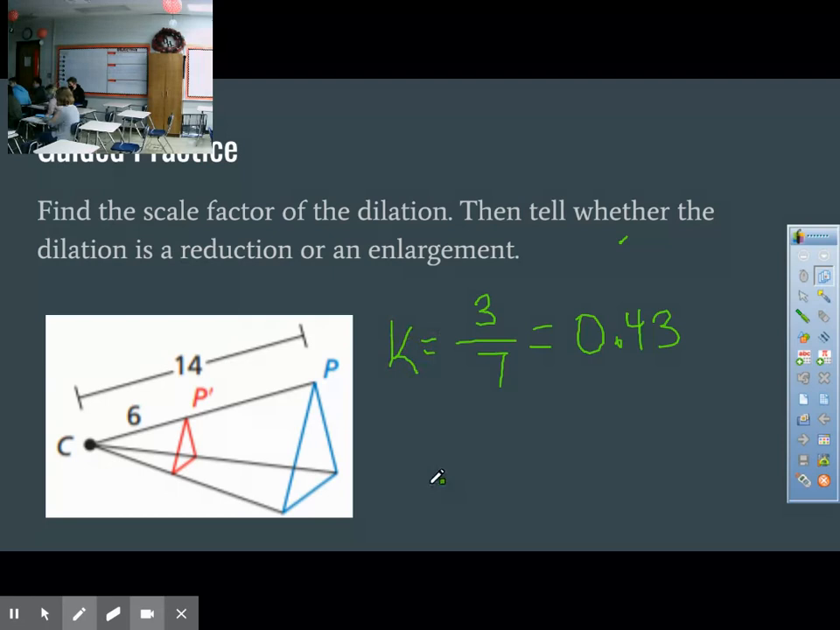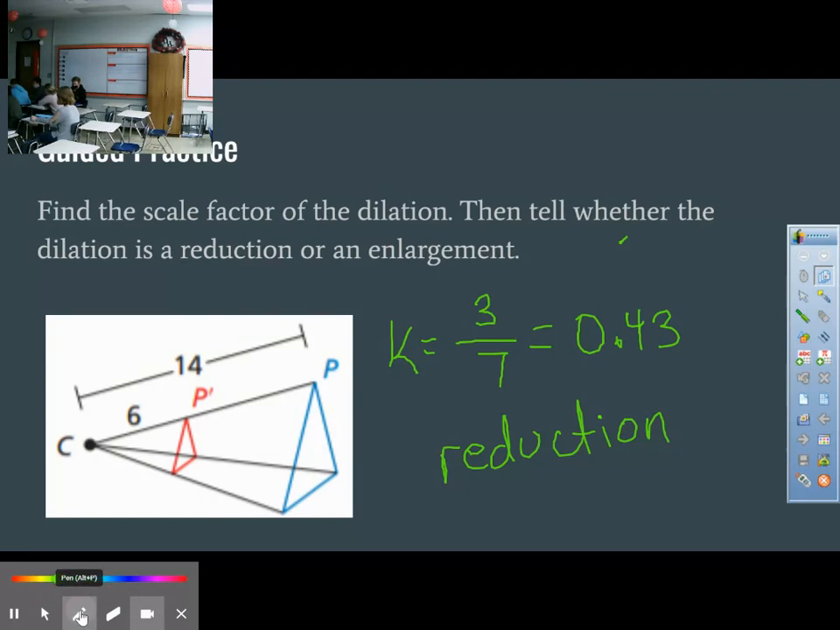And then, what did you and your group say that was, a reduction or an enlargement? Natalie, it's a reduction? Perfect. All right, what questions do you have for me on that one? All right, let's try the next one.